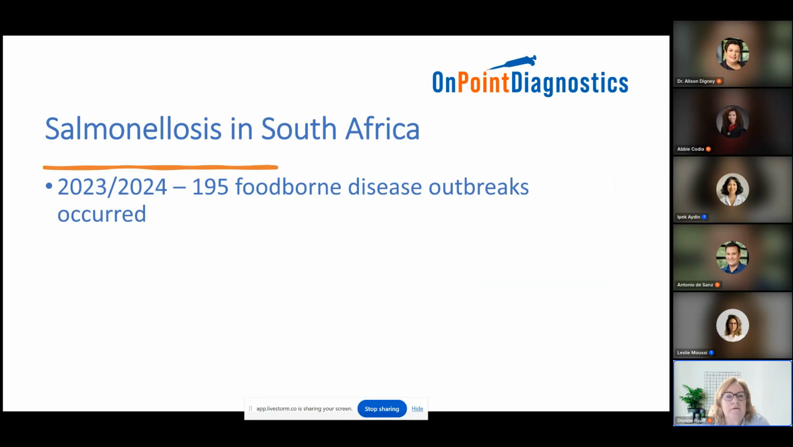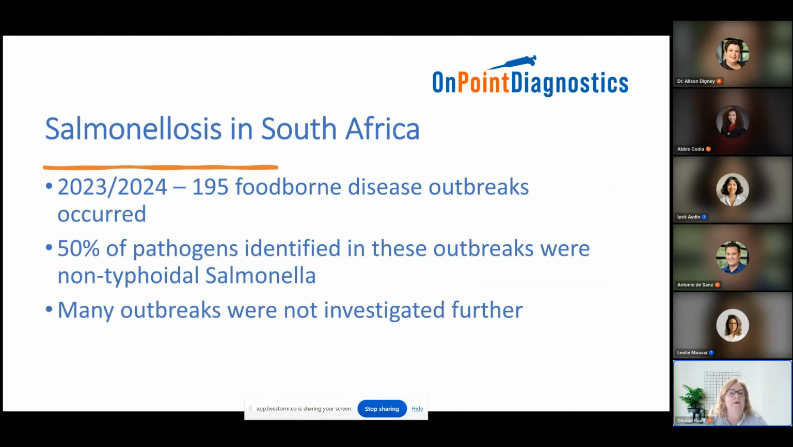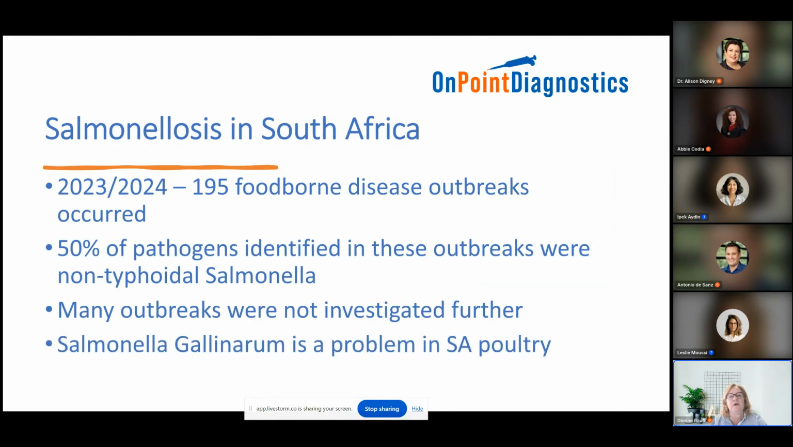If we look at salmonellosis in South Africa, in the 2023-24 year, which was recently published, we had 195 foodborne disease outbreaks. Of this, 50% of the pathogens identified in these outbreaks were non-typhoidal Salmonella. Many outbreaks were not investigated further due to insufficient epidemiological data and the absence of clinical, food, or environmental collection and testing.